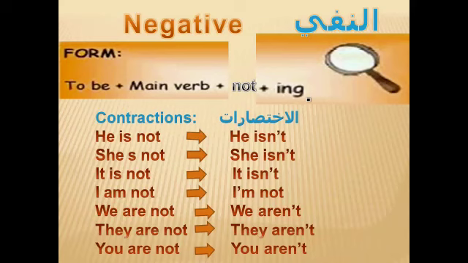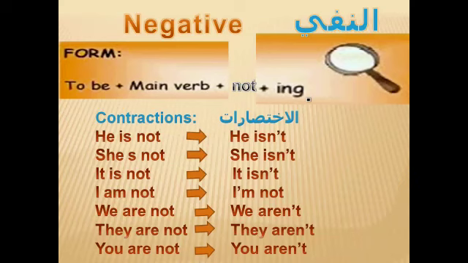So contractions, الاختصارات: he is not becomes he isn't, she is not, she isn't, it is not, it isn't, I am not, we are not, we aren't, they are not, they aren't, and you are not, you aren't. So these are the contractions, and it's good to use the contractions.